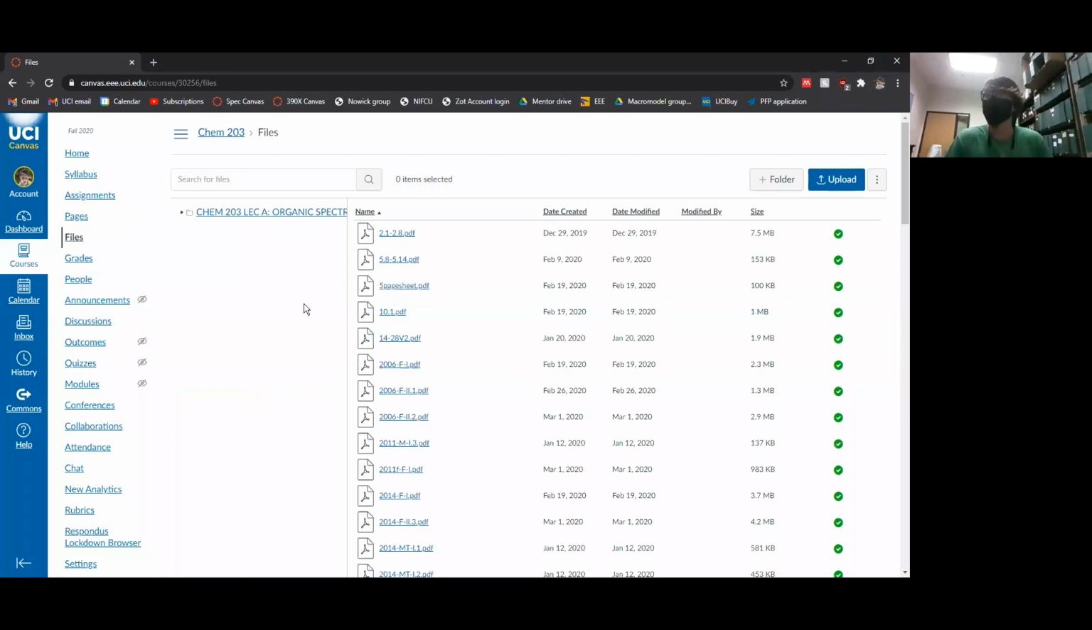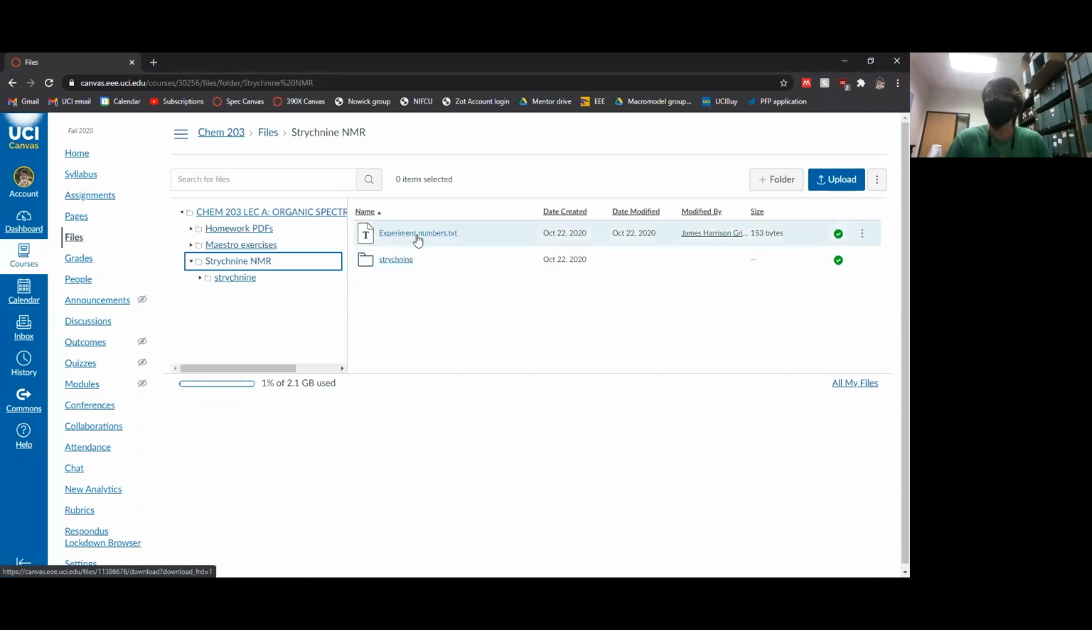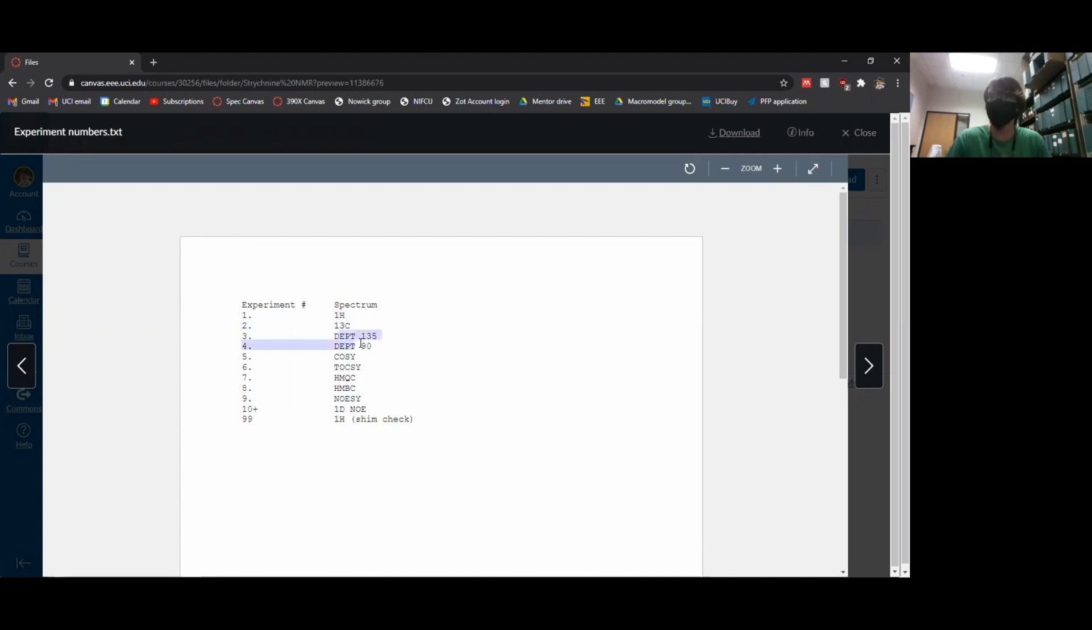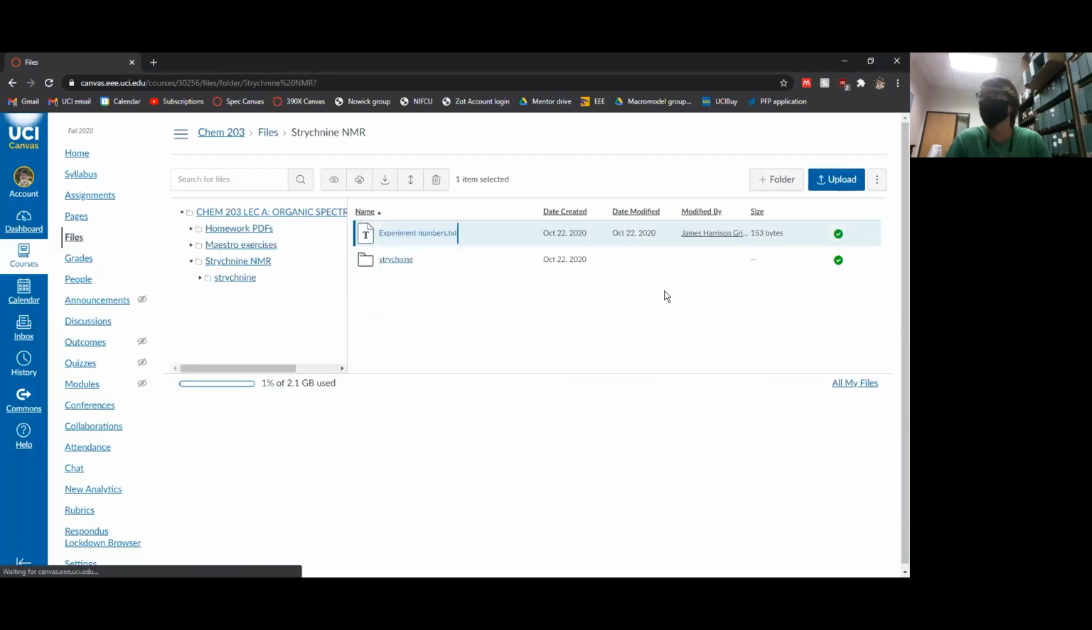So we're in Files. There's a subfolder called Strychnine NMR. This experiment numbers text document is just for each experiment number, there's an experiment associated with it. So right now I've done proton and carbon. As soon as this is done, I'm going to take the 2D ones and upload them into this folder.